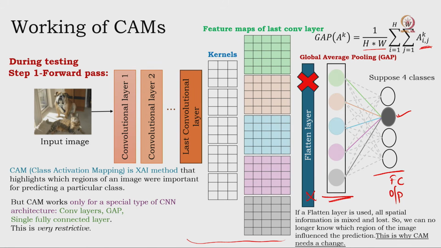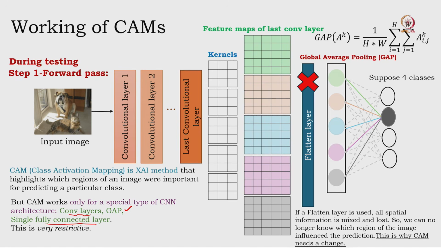So CAMs work for a special type of CNN. What is this special type of CNN? A CNN where there are convolutional layers, a global average pooling, and a single fully connected layer only. This is something very, very restrictive. The modern architectures, like ResNet, do not use a single layer. Even VGG16 has 2 dense layers, and the number of neurons in the dense layer is 4096. But in such architectures, the CAM explainable AI method cannot be used. Why? CAMs work only for those CNN models which have any number of convolutional layers, then global average pooling and a single fully connected layer. So this is how the CNN architecture will be.